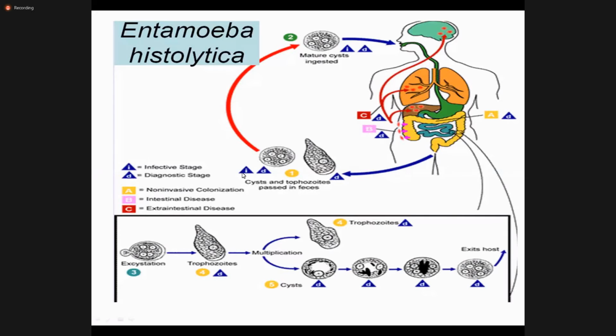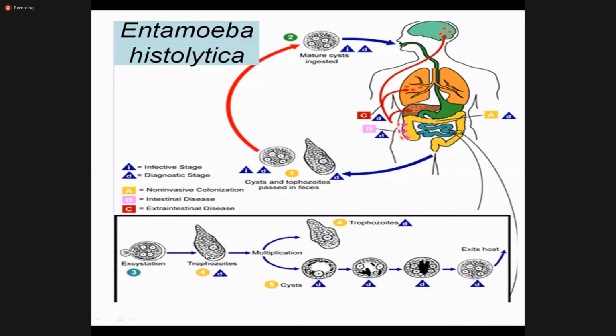So you can see here there are different stages. This is the first stage in which the cyst has got the 4 nuclei, which is very visible, and it is the pathognomonic sign of Entamoeba histolytica. Then that cyst is ingested, and it is converted into trophozoite.